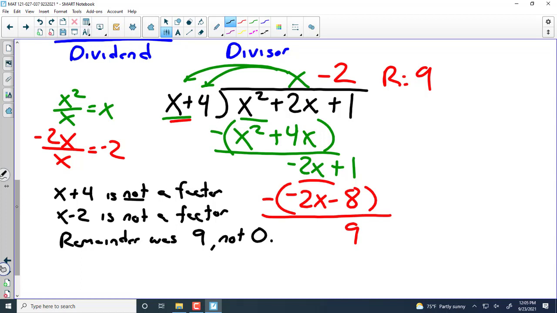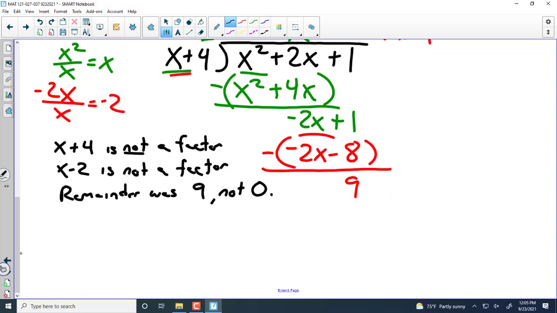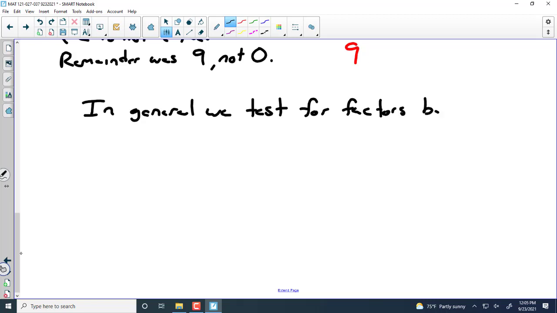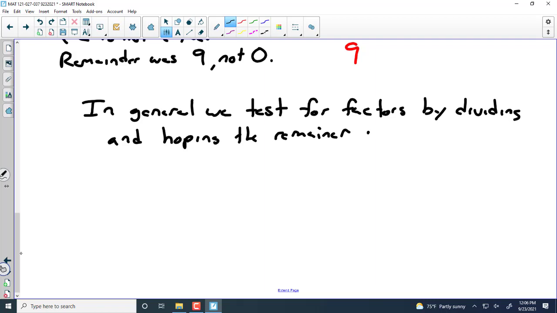So here's the idea, everyone. In general, we test for factors by dividing and hoping the remainder is 0. If you divide something by something you think might be a factor, you hope that the remainder is 0. That means it's a factor. Great.